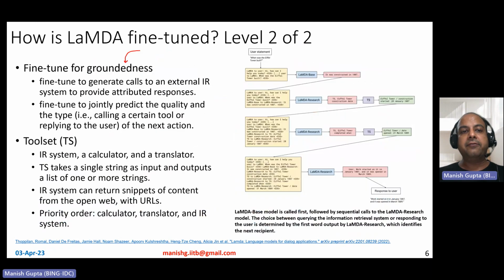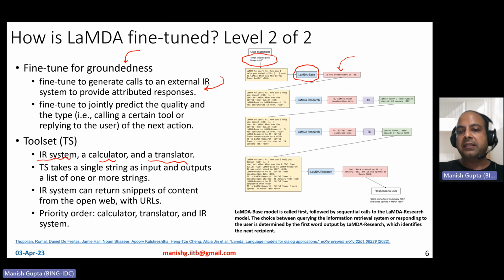This safety and quality fine-tuned model is further fine-tuned for groundedness. In fact, this is fine-tuned to generate calls to an external information retrieval system to provide attributed responses. The idea is that the model is trained to behave in a very interesting manner. If there is a query like "when was Eiffel Tower built", either the model could directly give out the result saying it was constructed in 1887, or it could make use of some tools. These tools could consist of an information retrieval system, a calculator, or a translator. In this case, the model could say it was constructed in 1887, and that's the response by an initial version of the model.